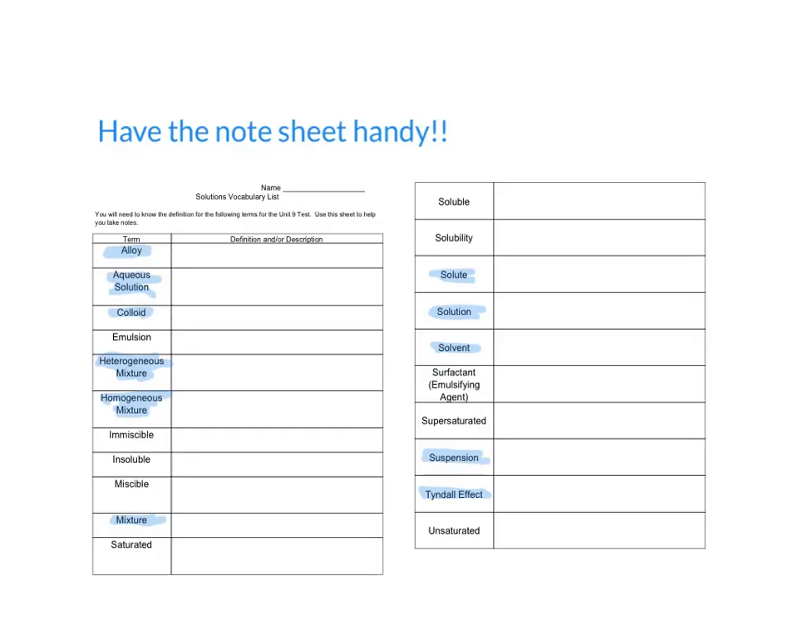One thing I would recommend you have handy as we go through some of these terms is this note sheet, which will be included in the assignment. So what I would recommend is having this handy, because we're going to talk about these different terms. I've highlighted in blue the ones that are in this particular lesson, and you should be able to fill the rest of this out as we go through the unit.